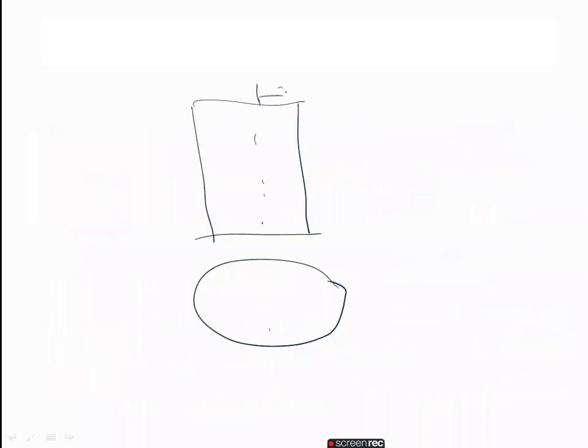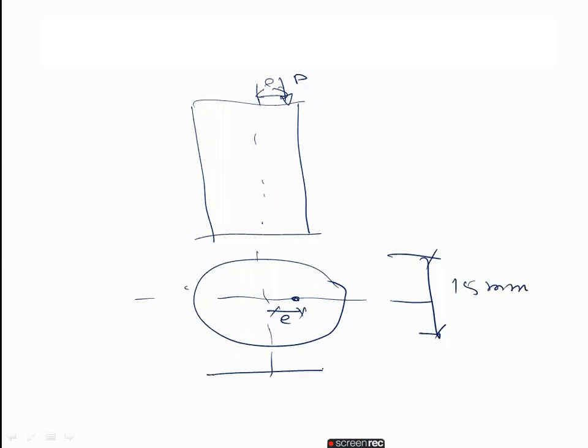So here there is an eccentricity E, and here load P is acting. This is the section like this. The position of the load here, eccentricity, is E. The diameter of this specimen is 15 mm. Now calculate the sigma max as well as the sigma minimum.